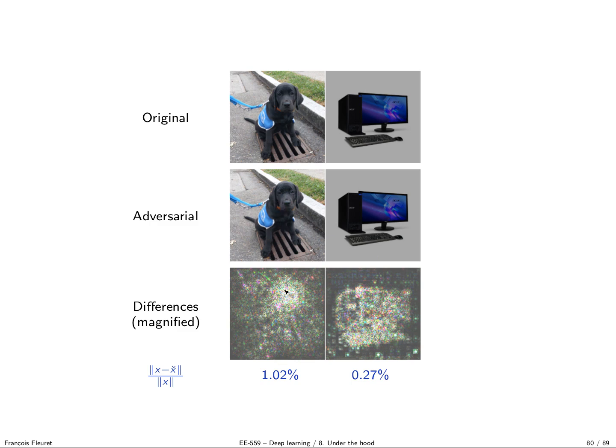And here's the difference between the two images, which I magnified a lot so that we see something, because otherwise it's just a gray image. If we compute the norm of the difference divided by the norm of the original, it's 1%, and here it's 0.27%. So again, this guy is misclassified.